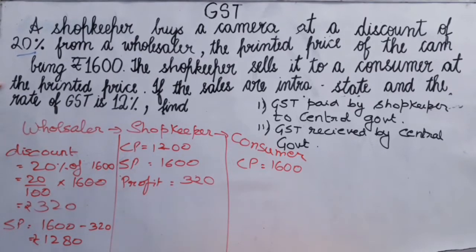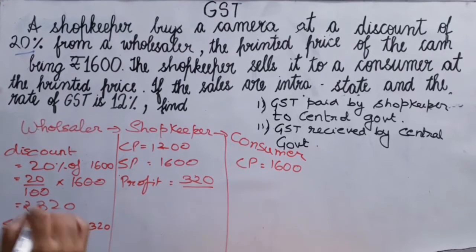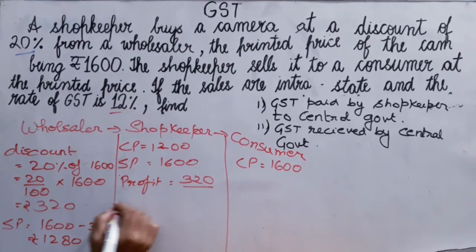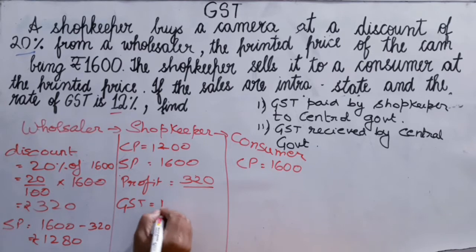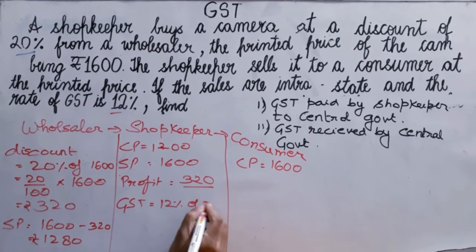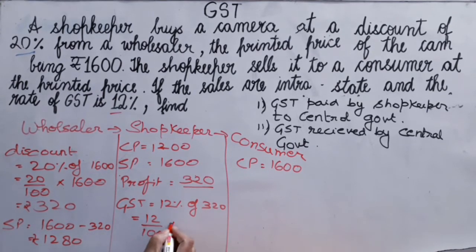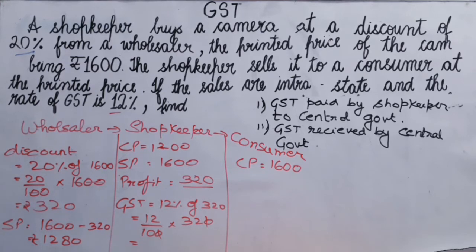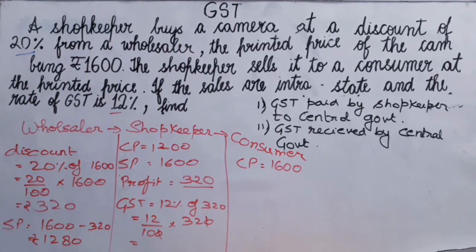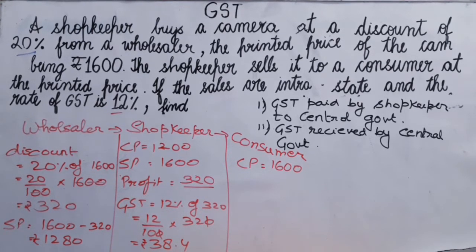First thing we need to find out is the GST paid by the shopkeeper to the central government. Here, from the profit directly we can calculate the GST. GST is 12%. So, GST will be 12% of 320, or 12 by 100 into 320. This cancels out and I will get 38.4 rupees.